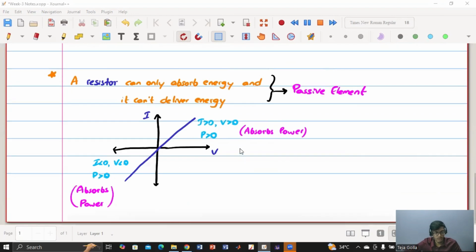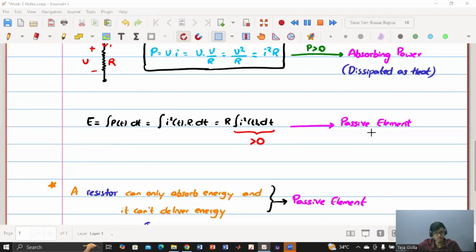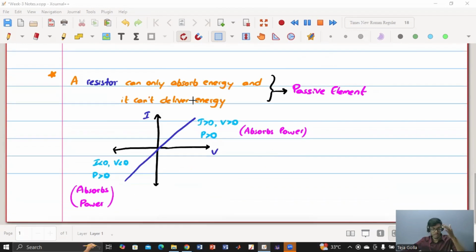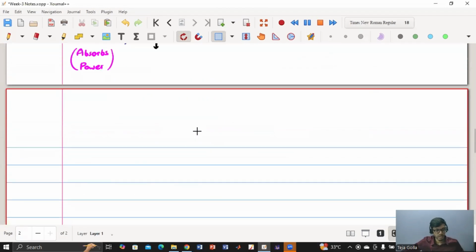Now I'll discuss the capacitor, then the same thing with the capacitor and inductor: why they are not active elements and why they are passive elements. The definition is this: if energy is always positive, it is a passive element, because it can only absorb energy. If energy can be negative, it means it can deliver energy, and then we can say it is an active element. We'll come back and see why that cannot happen and why they are passive elements.